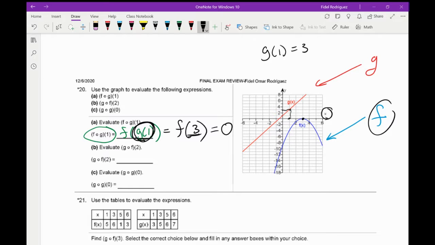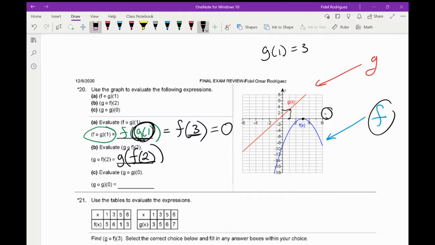So let's go ahead and do part B. So part B says we're going to find g of f of 2. So just like the way we do order of operations, when we have a whole bunch of parentheses, we got to work our way from the inside out. So we got to do f of 2.